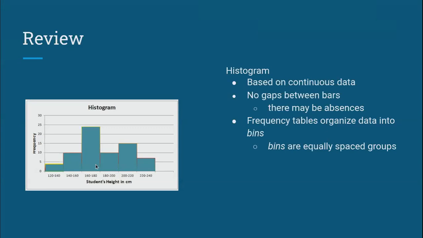So again, a histogram shows continuous data. There are no gaps, and the data is grouped together, and the frequency of terms in that entire group are counted there.